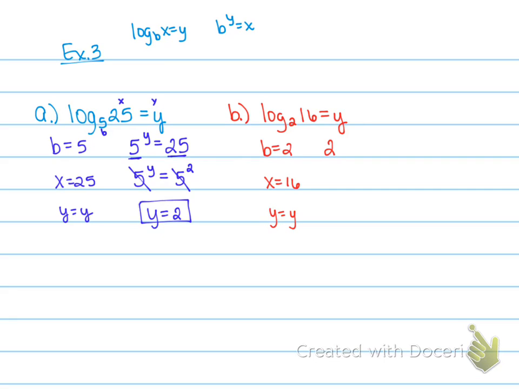So b to the y equals our x. Well, 16 I can bring down to a base of 2, so I'm going to bring down my 2 to the y, and 16 is 2 to the 4th. The one-to-one property says don't worry about the bases because they're equal. Therefore, the exponents have to be equal. So we know that log base 2 of 16 is equal to 4.